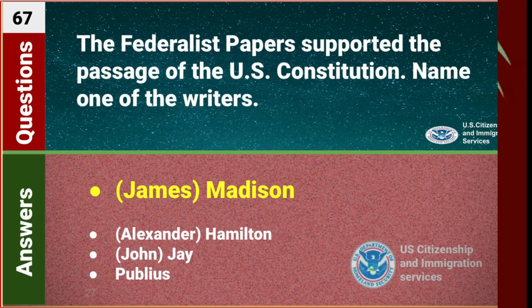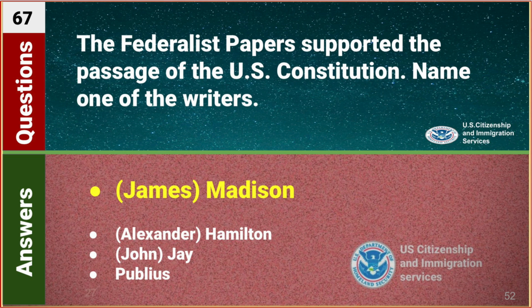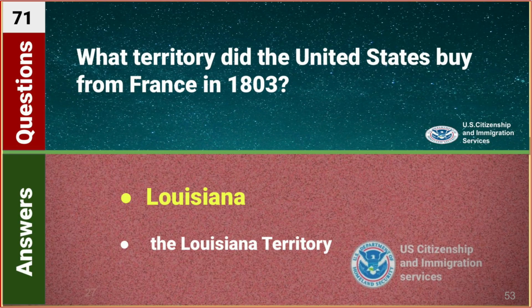The Federalist Papers supported the passage of the U.S. Constitution. Name one of the writers. James Madison. What territory did the United States buy from France in 1803? Louisiana.